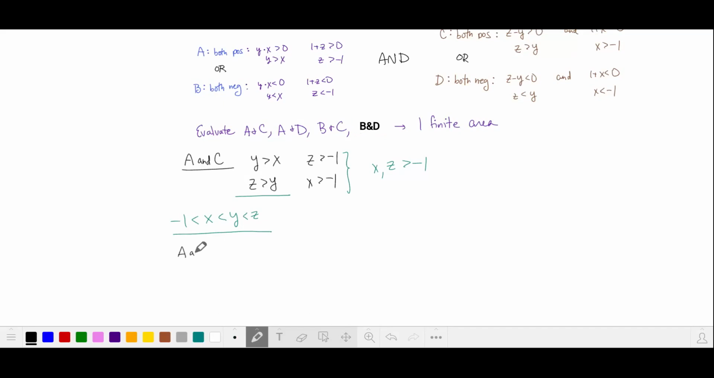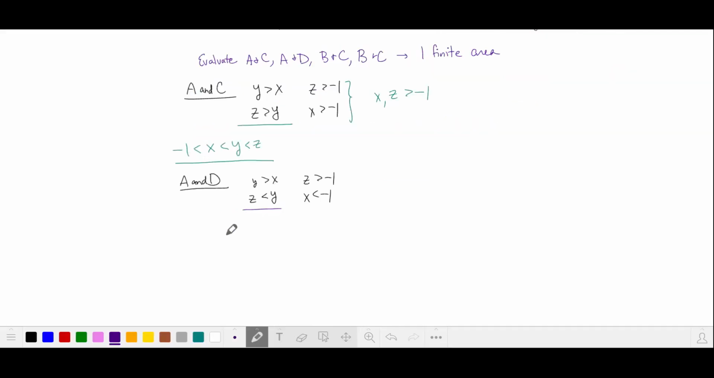Next, we'll try A and D must be true. From A, we get the same thing: y is greater than x, z is greater than -1. From D, we get z is less than y, and x is less than -1. From these first two, we have that y is greater than both x and z. And here, -1 is greater than x and less than z. And y is greater than both of these, so y comes out here.